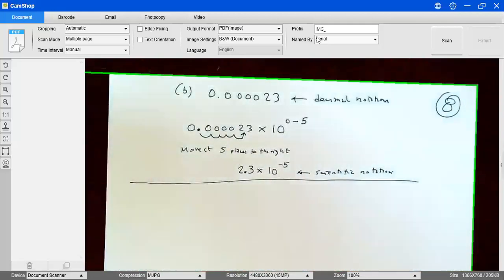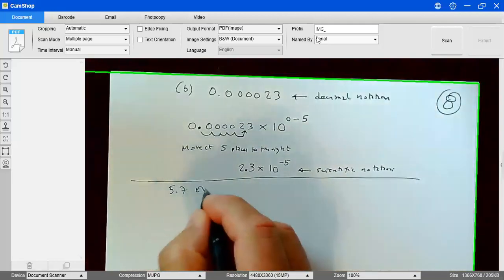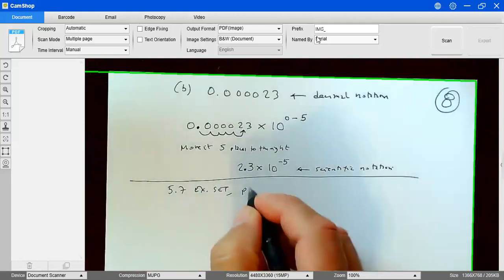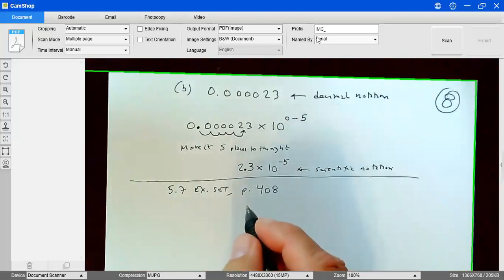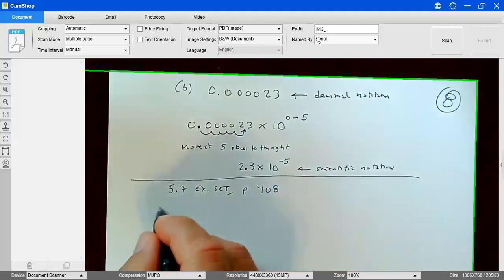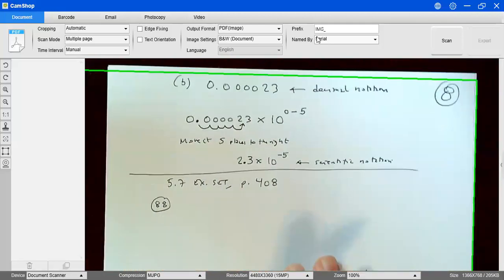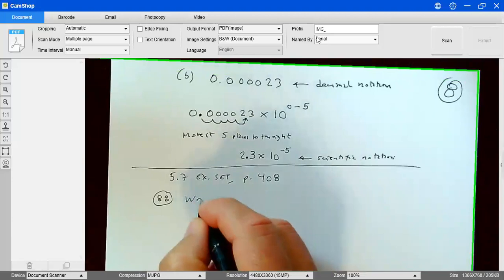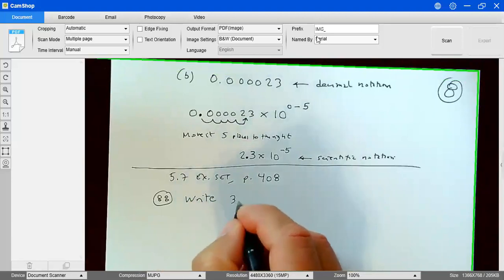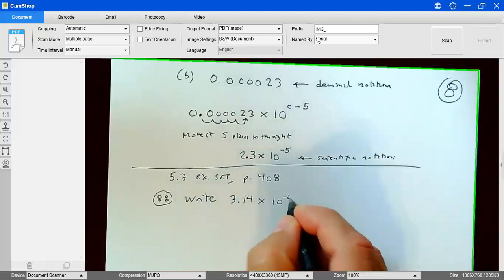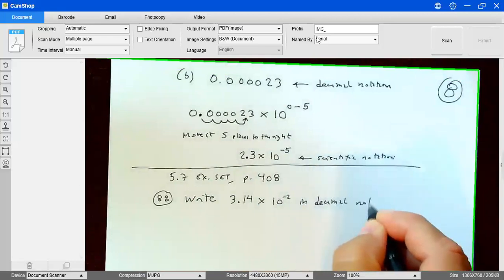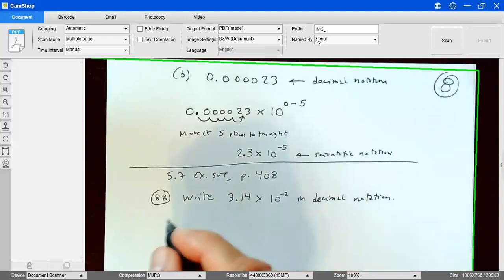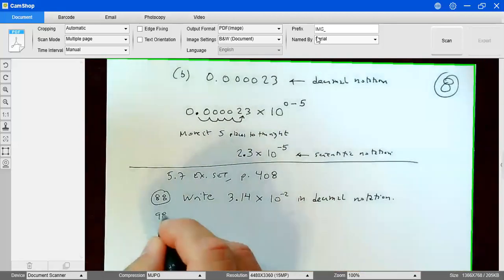So now you're going to work a couple of examples from the 5.7 exercise set on page 408. You're going to work problem 88. You're going to write 3.14 times 10 to the negative 2 in decimal notation. Then you're going to work 98.